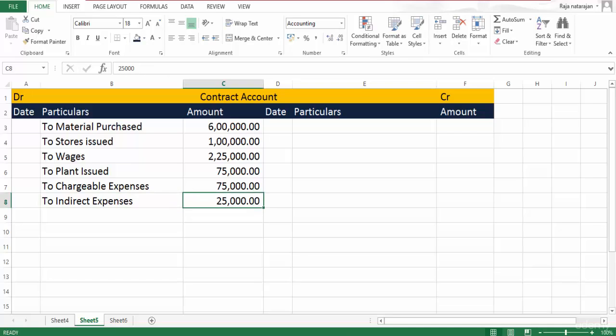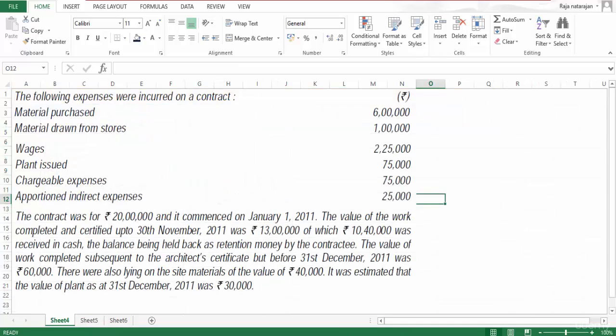So much has been spent on this project. Now how to find out the profit? Here the contract was for 20 lakhs, and the work that is completed and certified is 13 lakhs, of which they have received cash for 10 lakh 40,000. The balance is held as retention money. And the value of work completed subsequent to architect certificate, that is work completed but not certified, is 60,000. So these two have to be recognized.